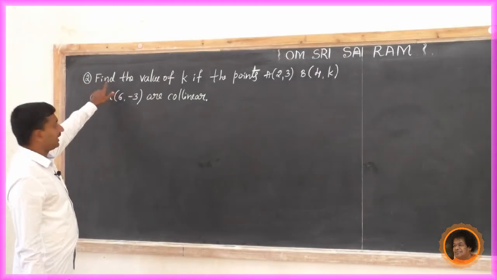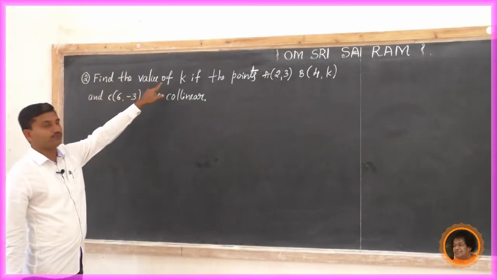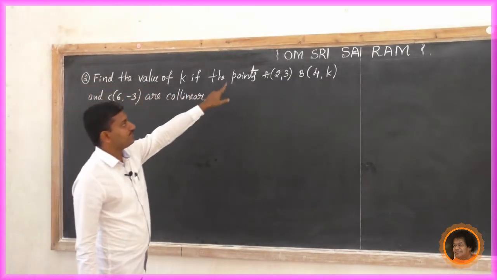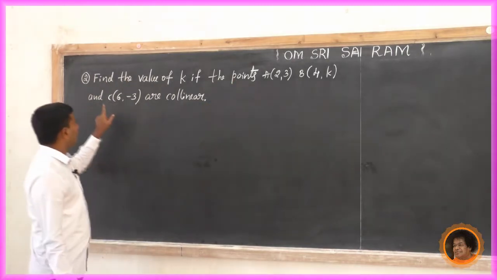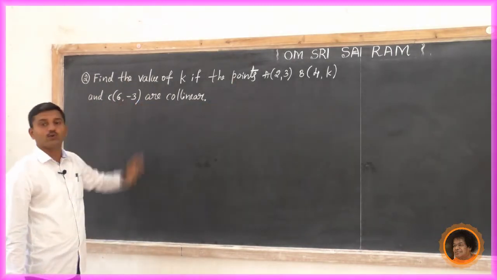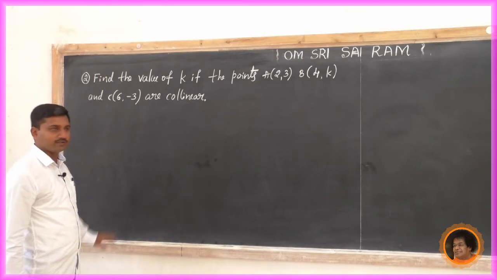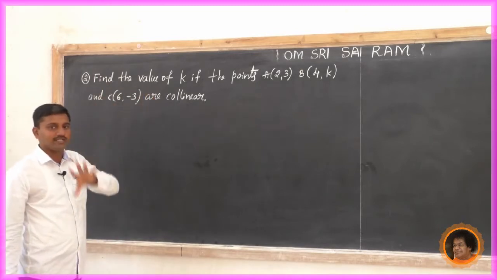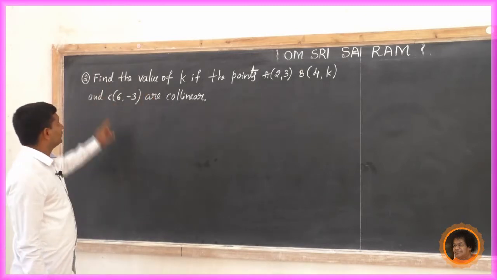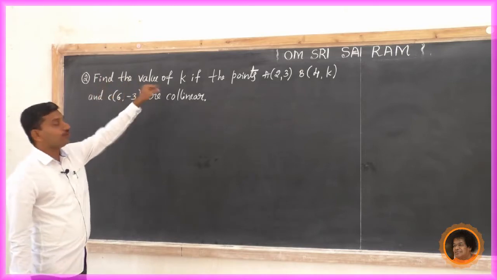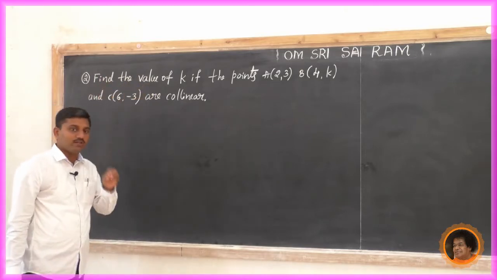Next we pass on to the next example. Find the value of k if the points (2, 3), (4, k) and (6, -3) are collinear. From the examination point of view, this type of question is very important for 3 marks, so listen carefully. We have to find the value of k.